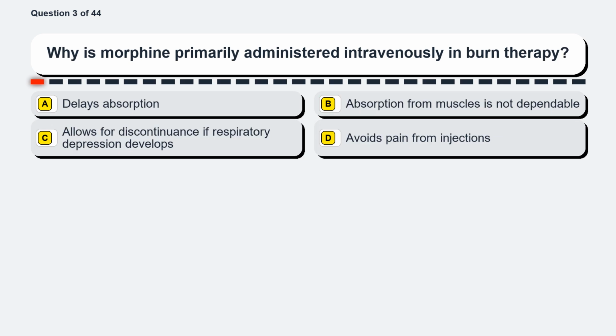Question 3. Why is morphine primarily administered intravenously in burn therapy? Option A. It delays absorption. Option B. Absorption from muscles is not dependable. Option C. Allows for discontinuance if respiratory depression develops. Option D. Avoids pain from injections.